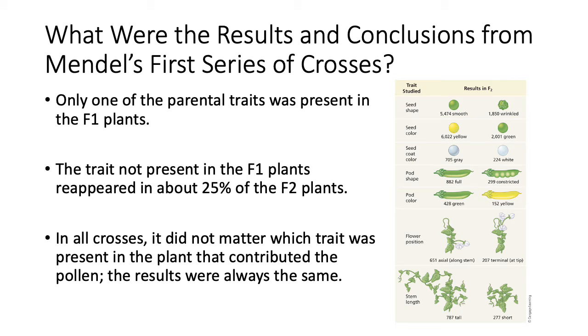And so he did this again with a lot of different traits. He did this with yellow versus green peas, gray versus white, full pods versus constricted pods, green versus yellow, and also the flower orientation and long stems versus short stems. And he kept getting this ratio of 3 out of 4 plants would express what we call now the dominant phenotype, which is the phenotype that is expressed the most, and 1/4 would continuously express the recessive phenotype. And so the trait wasn't necessarily lost, it was just expressed in later generations.